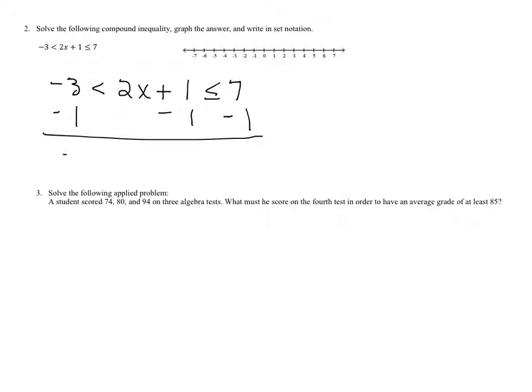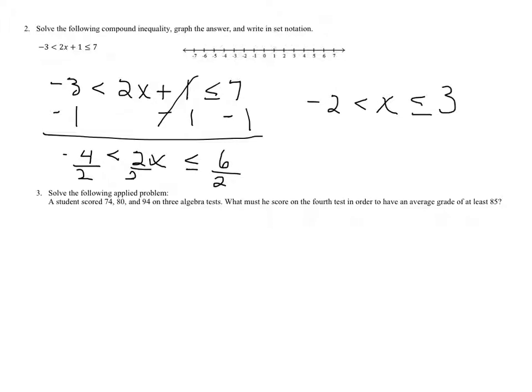Negative 3 take away 1 is a negative 4. These will add out to 6. Okay, now I just have to divide by 2. And I don't have to change any of the inequality signs. So I'm going to get negative 2 is less than x is less than or equal to 3.